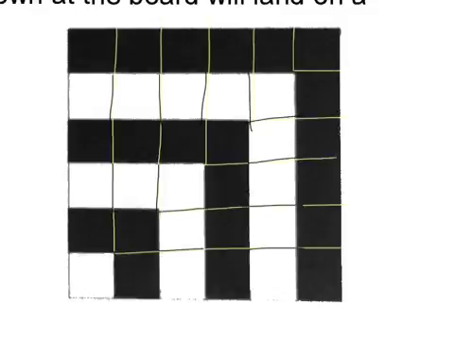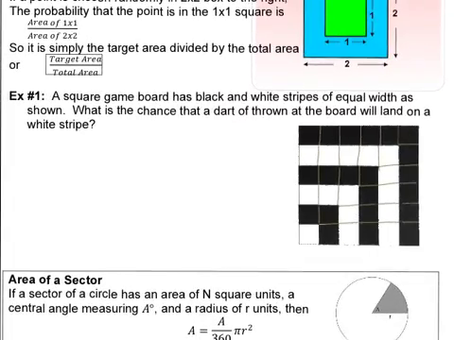We have a whole bunch of little blocks. Oh wait, one more right there. We have a whole bunch of blocks. In fact, we have 6 by 6 blocks, or a total area, remember target area over total area, of 36, and we'll just say little square units.